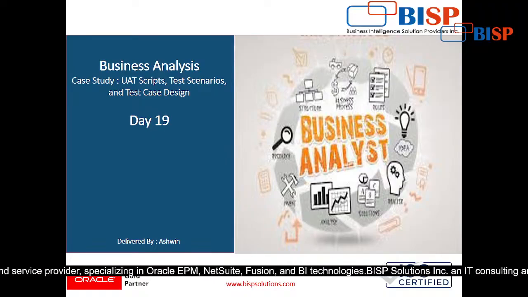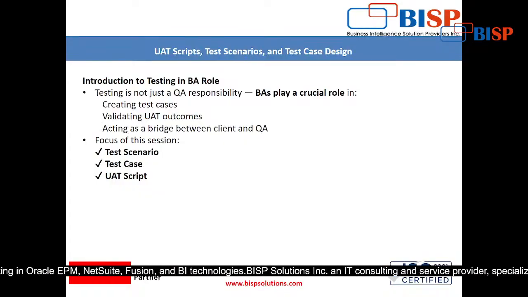Today's topic of discussion is the UAT test case script. In our last sessions we have seen how to create different types of documents: the as-is document, the to-be document, the requirement traceability matrix. So all these documents are there.